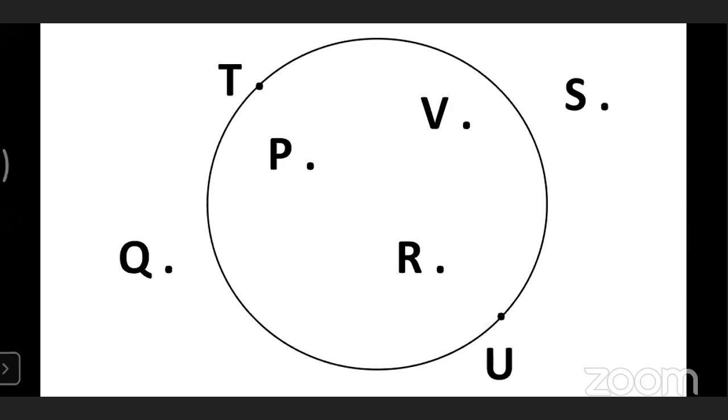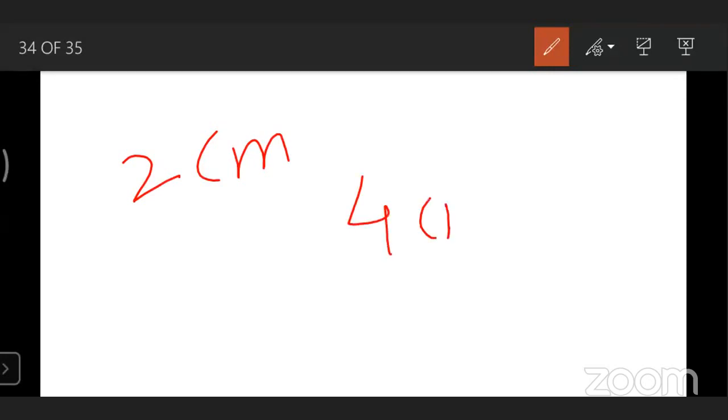Very nice. So now one more sum I am going to ask you about the radius and diameter. Okay. Quickly you have to give me the answer. If radius is 2 centimeter, then what will be the diameter? 4 centimeter. Very good. Very quickly you have to tell me. If the radius is 4 centimeter, then what will be the diameter? 8 centimeter. Very nice, 8 centimeter.